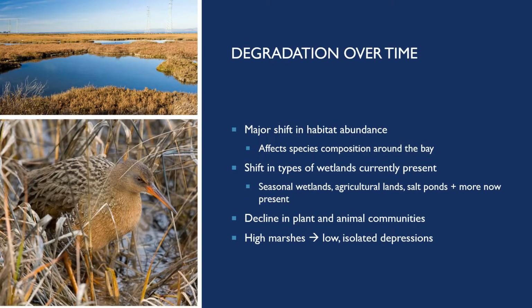These changes have caused a significant diminishment in physical processes associated with the bay's habitats, as well as a decline in the diversity of plant and animal communities dependent on these upland habitats, tidal marshes, and tidal flats. For example, areas that were once high marsh became low, isolated depressions that are now lower than the relict channels and natural levees.